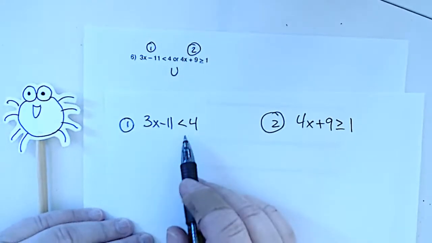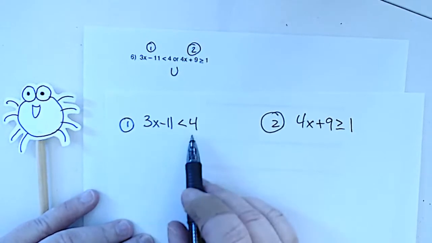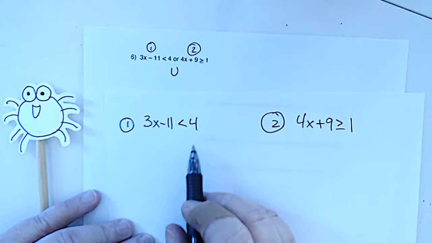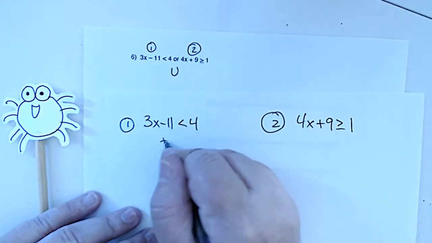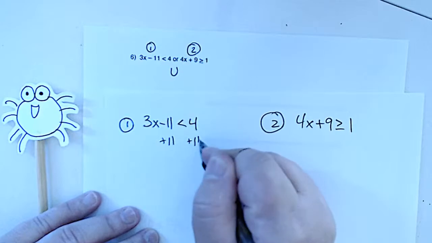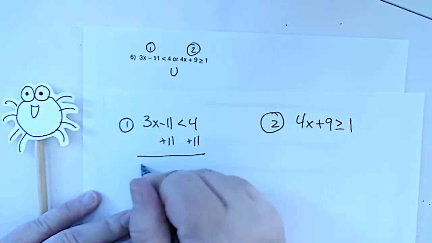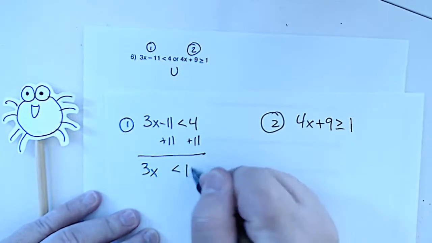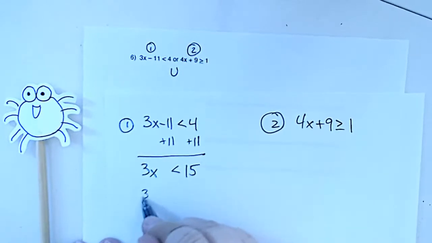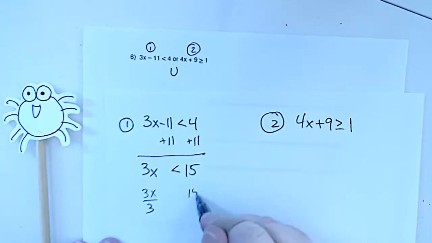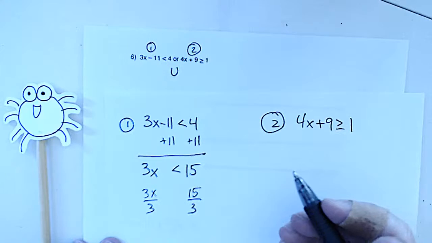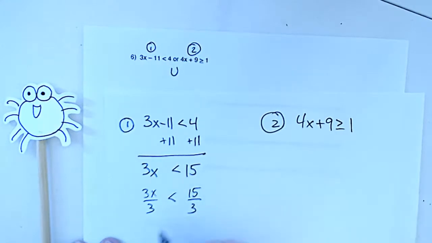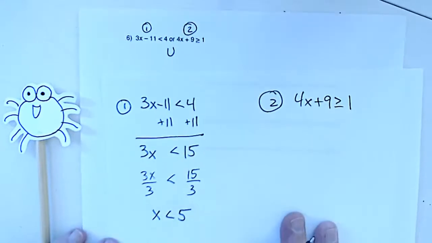Okay, back to math, which is not complicated at all. Hopefully at this point you are almost bored with how simple this is. Oh my gosh, look at you guys being so brilliant, knowing that we're going to add 11 to both sides. And then I'm going to divide both sides by 3. And I don't even have to ask you, does the inequality stay the same? Of course it does. We're dividing by a positive number. Bam, x is less than 5.